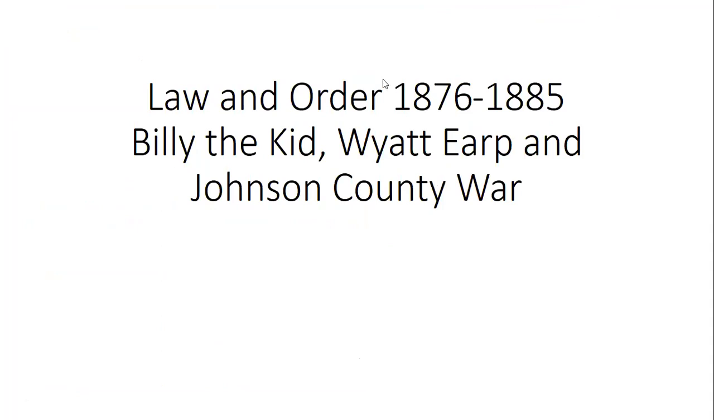And then we've got the final part of the course. So Law and Order, 1876 to 1885. Now, to be perfectly honest, at this stage, lawlessness still was not dealt with. And I guess you can argue during this whole course that lawlessness wasn't dealt with. And Billy the Kid, Wyatt Earp, and the Johnson County War show that because of influence and because of key people, it was never going to get fully sorted.